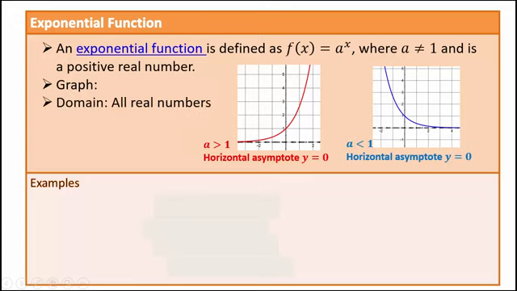The domain, then you can see, is all real numbers for both of them, and the range is 0 to infinity. 0 is not included because any positive number raised to an exponent will never give you 0. So that's our exponential functions. And yes, it is a one-to-one function. You can see it passes the horizontal line test.